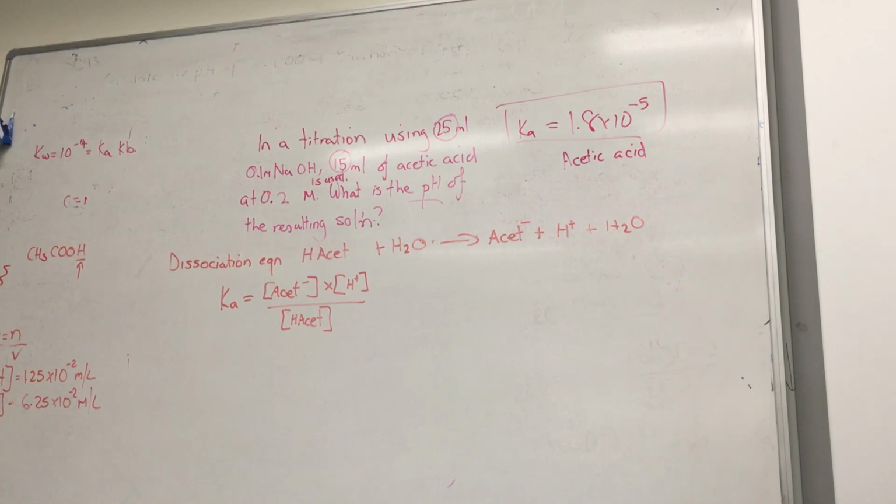What do we do next? We know Ka, and you just solve for H plus. Yeah, and we solve for H plus. Wait, were we given Ka? We are given Ka, it's up at the top there. And then you can take the log and find pH.